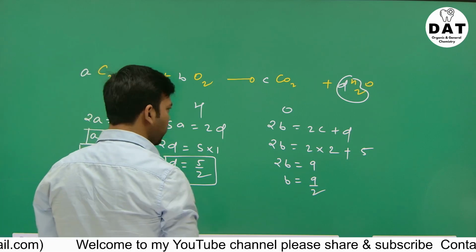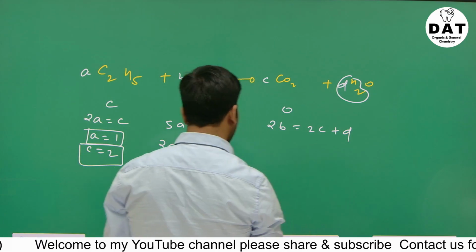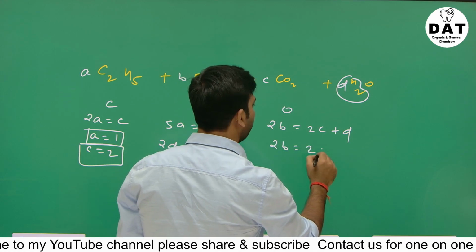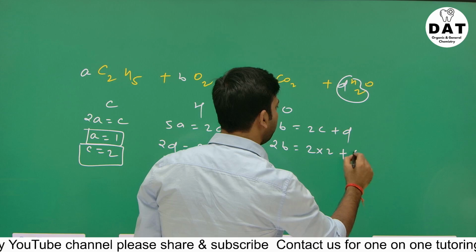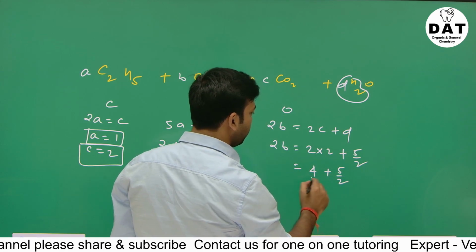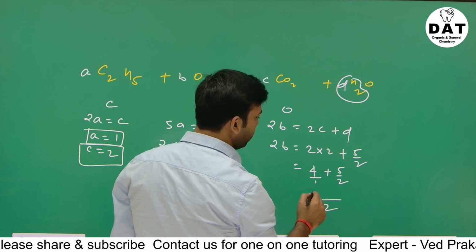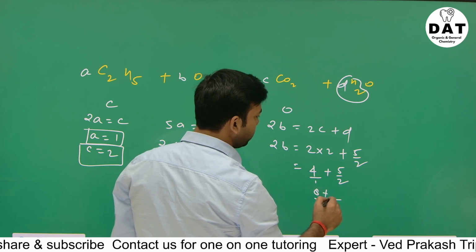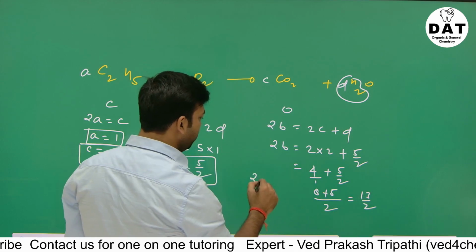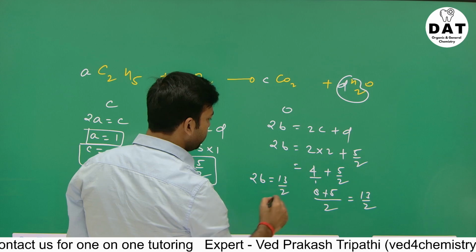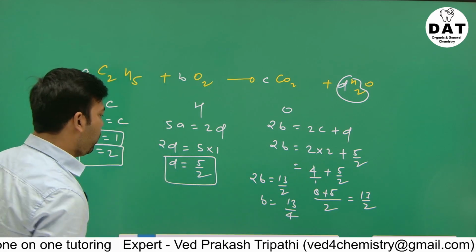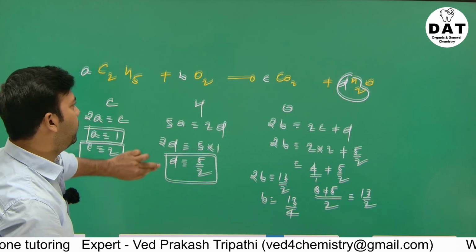Let's do this one as well. So 2B is equal to C is 2. So 2 into 2 plus D is how much? 5 by 2. So it should be 4 plus 5 by 2. So 2 is my LCM. So it should be 8 plus 5, 13 by 2, which is 2B. 2B is 13 by 2. So B is 13 by 4. Clear? Now we have values and we can keep it in the equation.